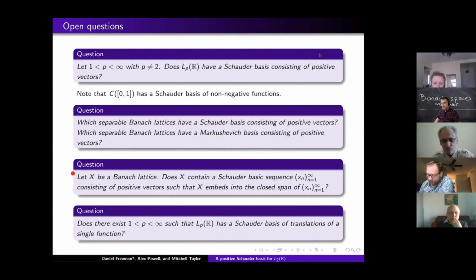You could also ask, given any Banach lattice, does it contain a basic sequence of positive vectors so that the whole space embeds into the span of your basic sequence? And this is a big question. Can you ever get a Schauder basis of translations of a single function?